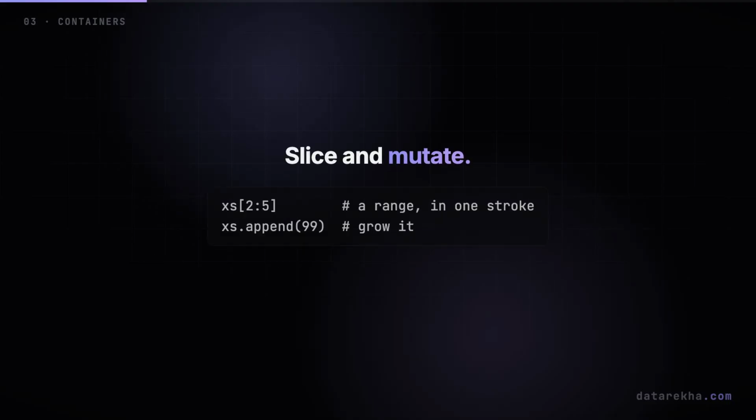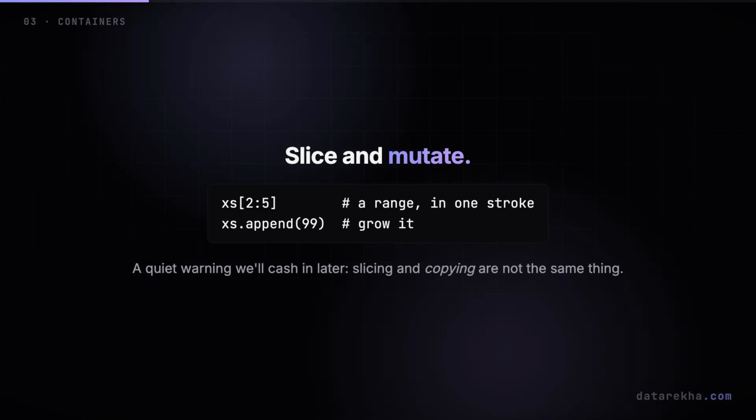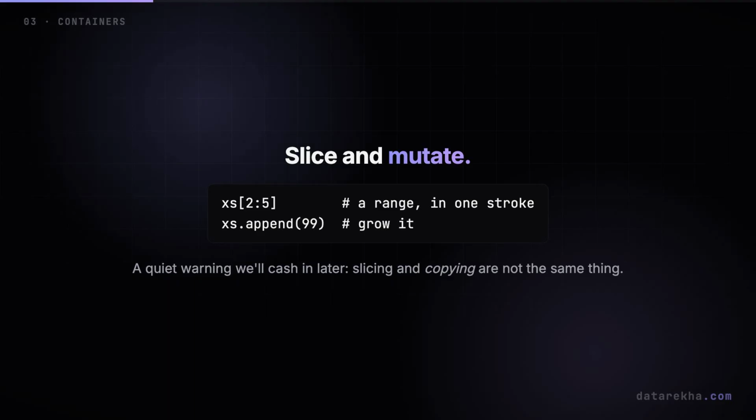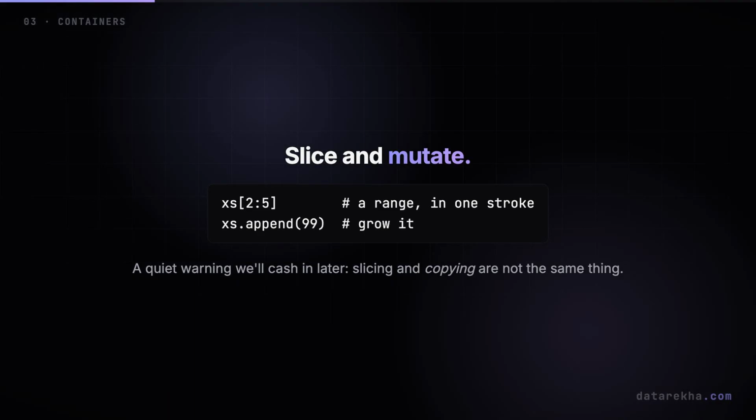The list is your default bag for a bunch of things in order. Two list moves you'll use every single day. Slicing: grab a range with a colon, like items 2 through 5, in one stroke. And mutation: append to the end, remove, overwrite a slot. A quiet warning we'll return to: slicing and copying are not the same thing, and confusing them is a classic source of mystery bugs.